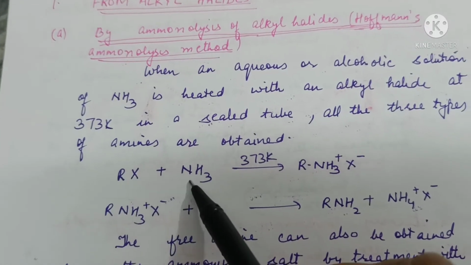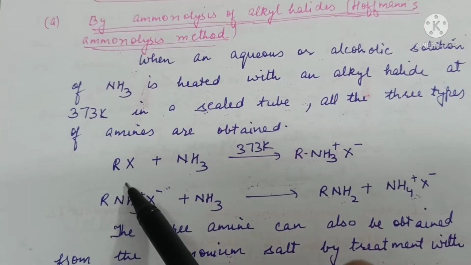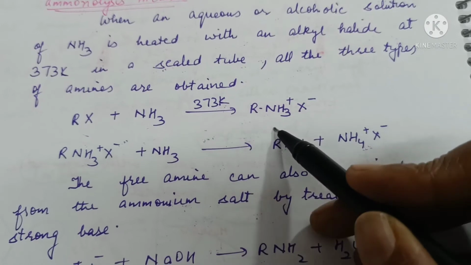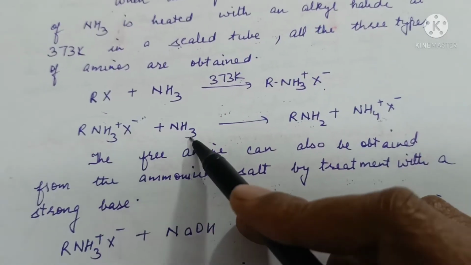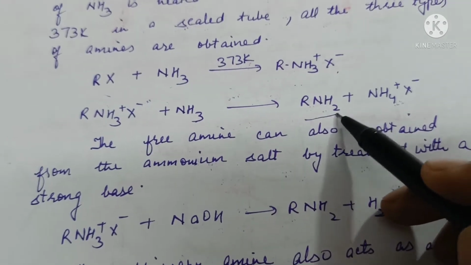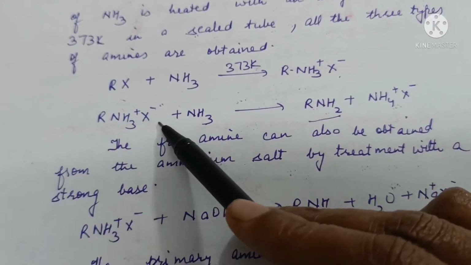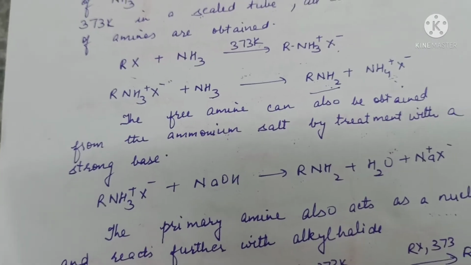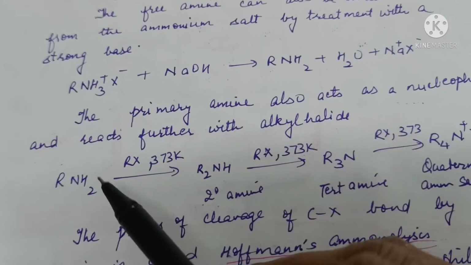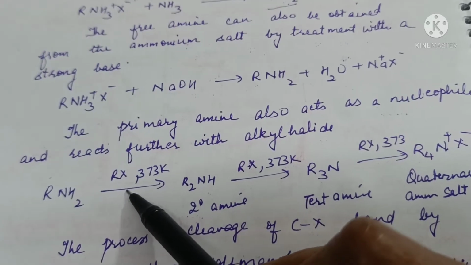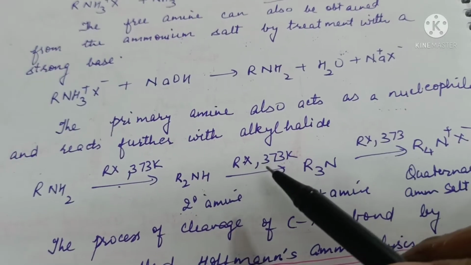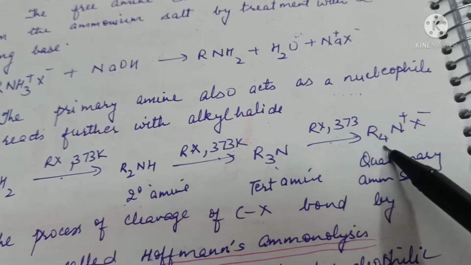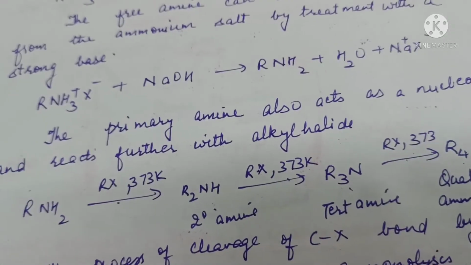So when an aqueous or alcoholic solution of ammonia is heated with alkyl or aryl halide at 373 Kelvin in a sealed tube, we first get an ammonium salt, which in presence of ammonia will give amine. Now, alkyl ammonium halide salt will give primary amine along with ammonium halide, and this primary amine can further act as a nucleophile on another alkyl halide molecule to prepare secondary amine, which will react with another alkyl halide to prepare a tertiary amine, which will react with another alkyl halide to form a quaternary ammonium salt.